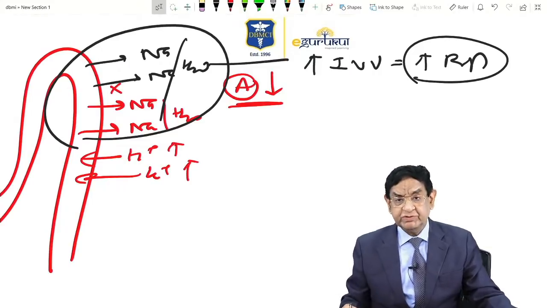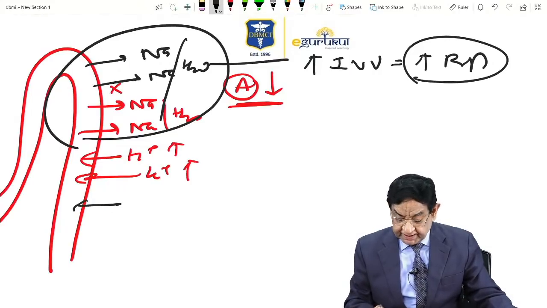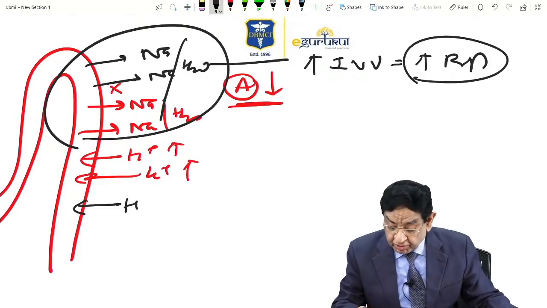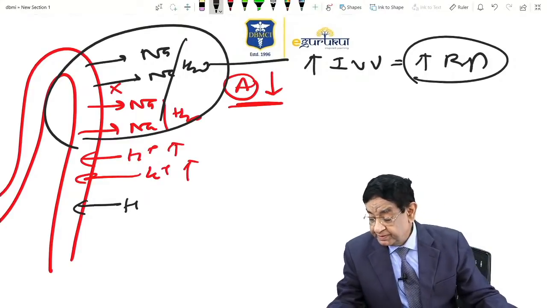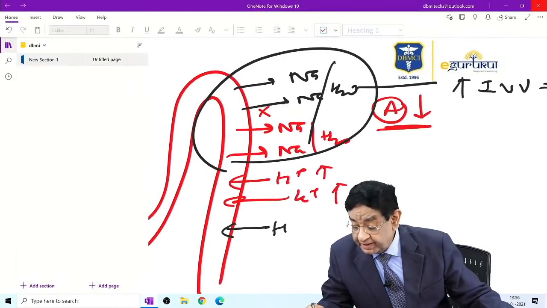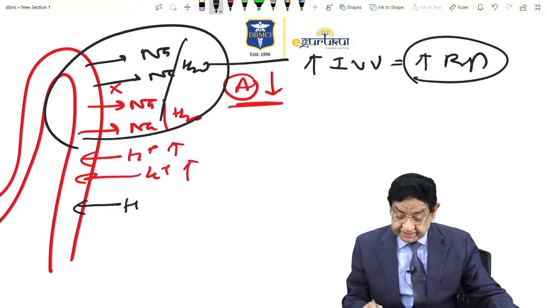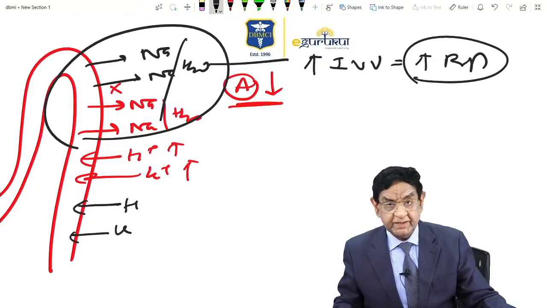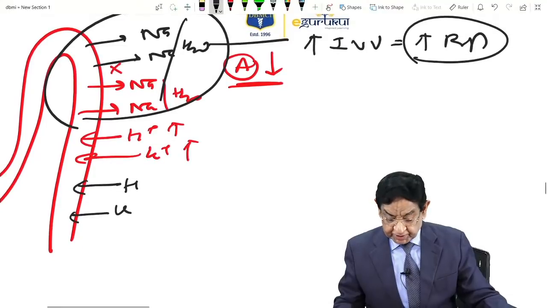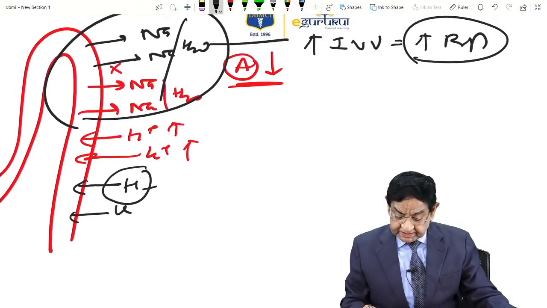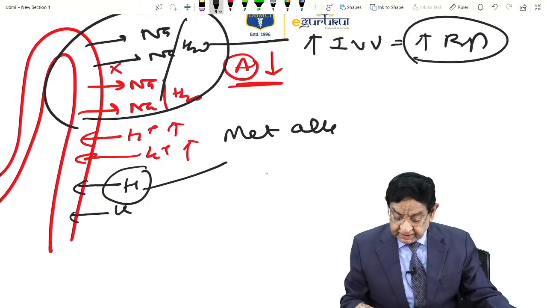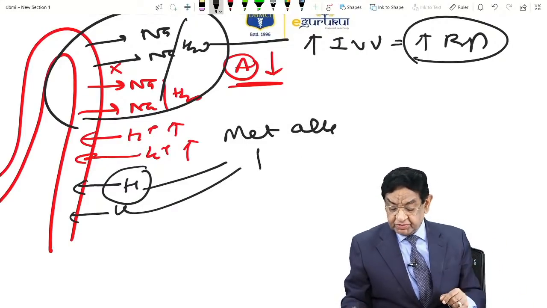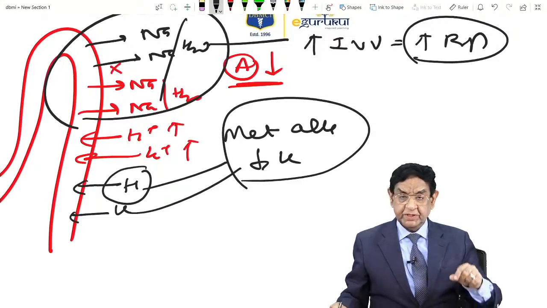Now excess of sodium has come in, there will be excess H ion and excess potassium loss. Yes, it is there. Why? Why is it so? We know the basic concept that double sodium has come in, double H ion and double potassium will go out. So excess H ion goes out, leading to metabolic alkalosis, and excess potassium goes out, leading to hypokalemia.